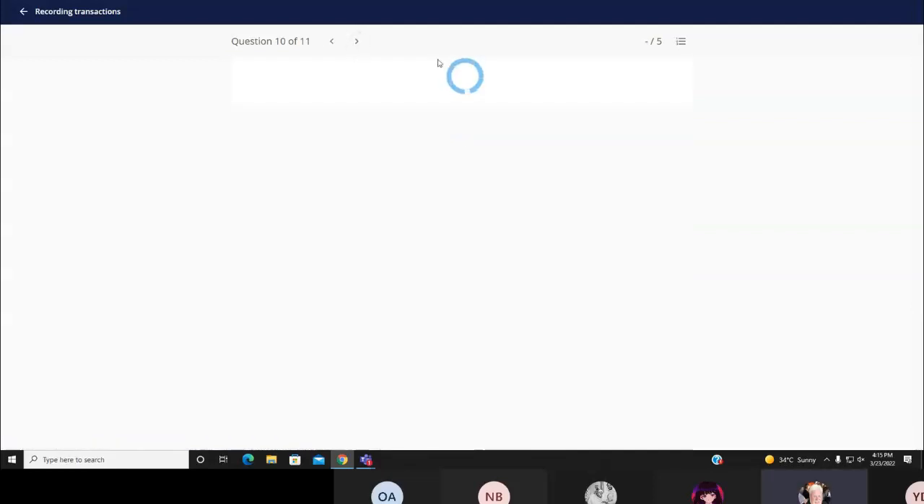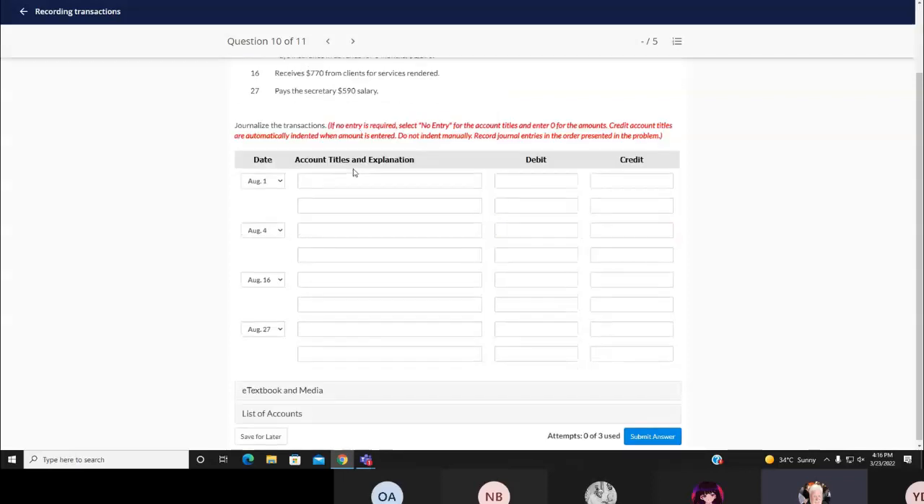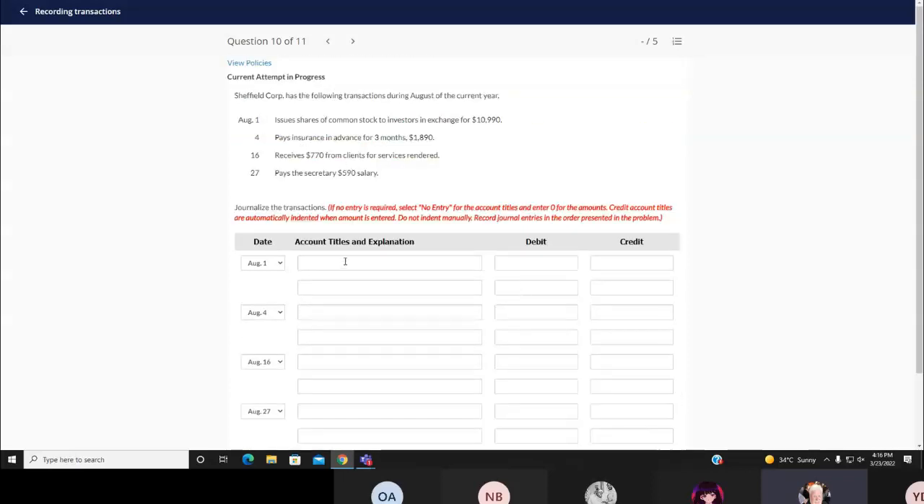Number 10. More, but very easy now. Notice they're going to repeat themselves. Issued shares. Paid insurance. Performed a service. Issued shares. What did I get? Cash, that's a debit. Right. And what did I give them? Common stock. Good. See how easy once again?